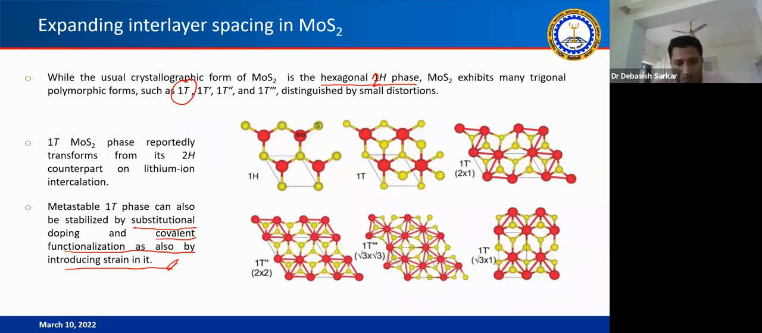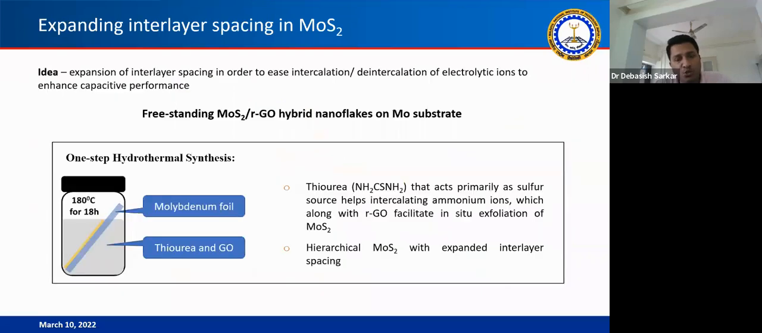So keeping this in mind, we went for fabricating two-dimensional MoS2, mainly two-dimensional MoS2 nanosheets, which have 1T characteristics. That means you can think of 1T MoS2 nanosheets. And how to expand the interlayer spacing? The idea was to expand the interlayer spacing of MoS2 nanosheets in order to ease intercalation and deintercalation of electrolytic ions and enhance the capacity performance. If you increase the interlayer spacing, ions can move in and come out very easily. That will give rise to higher values of capacitance or pseudocapacitance.